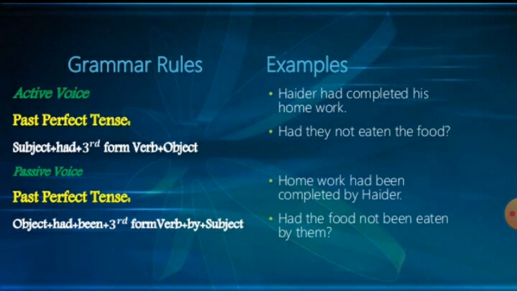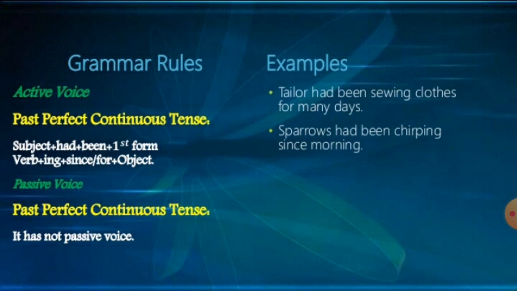Homework is the object, had is the perfect form, been is the third form of the verb, been completed by Haider. Take the second example. Had they not eaten the food? Had they. They is the subject. The food is the object and it is an interrogative sentence. Had the food not been eaten by them? The object in the first sentence is changed into subject in passive voice. Therefore, it becomes had the food not been eaten by them.